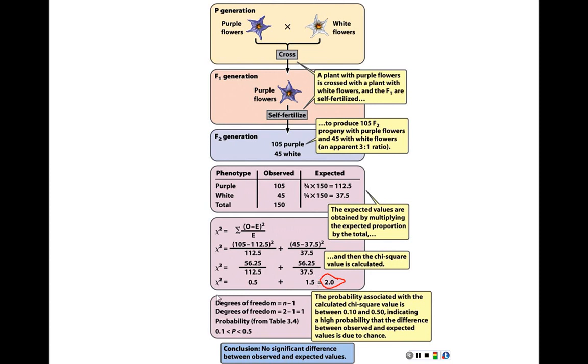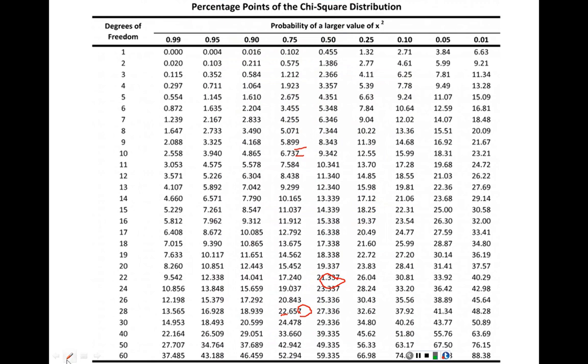You then have to determine your degrees of freedom. Your degrees of freedom are your total number of possible outcomes, 2, purple or white, subtract 1, and so 1 is your degree of freedom value. You then go to your chi-squared table with both of those values. So we had a value of 1 for our degrees of freedom and a value of 2 as our chi-squared value. So that falls right in this range here.